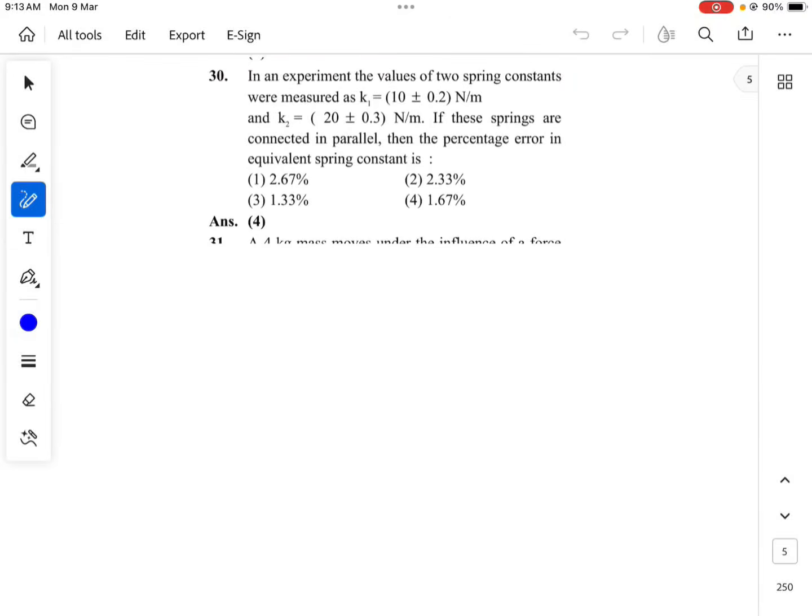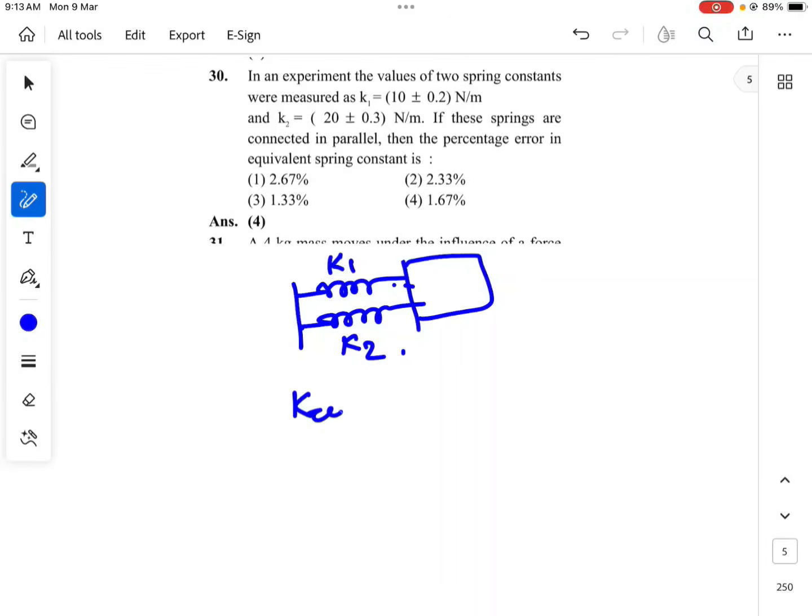In an experiment, the two values of spring constants are given, K1 and K2. If the springs are connected in parallel, then the percentage error in the equivalent spring is asked. Fine. So you should be knowing the formula. First of all, two springs being parallel is like this, K1 and K2. Let us say they are connected to a block, for example. And the effective spring constant when they are connected in parallel is K1 plus K2.